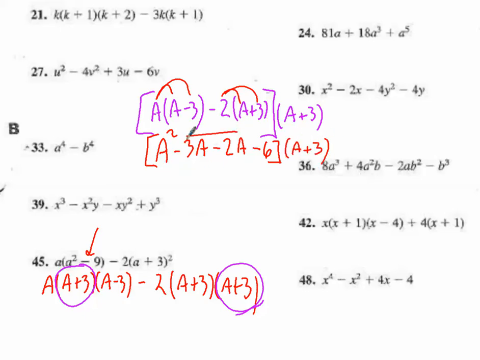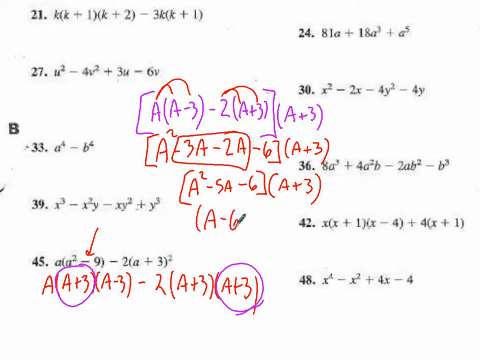Well, let's combine similar terms, and I notice that these are similar. Negative 3a minus 2a is negative 5a. So a squared minus 5a minus 6 times a plus 3. Well, oh my goodness, negative 6 plus 1 is negative 5, right? So this can be factored as a minus 6 times a plus 1, and you'll see that the linear term works out, times a plus 3. And that's the answer, I think. All right, we got it.